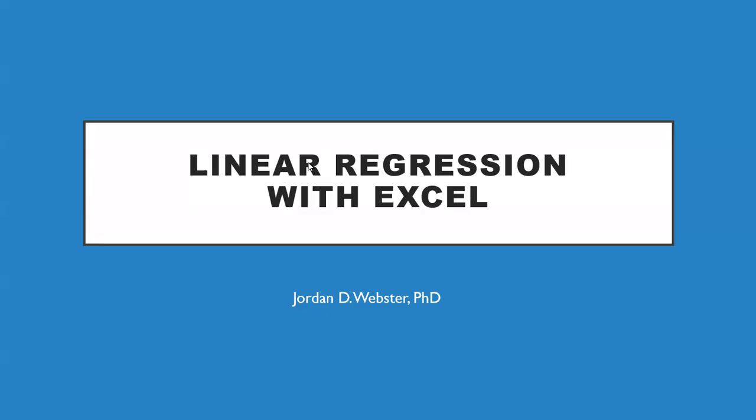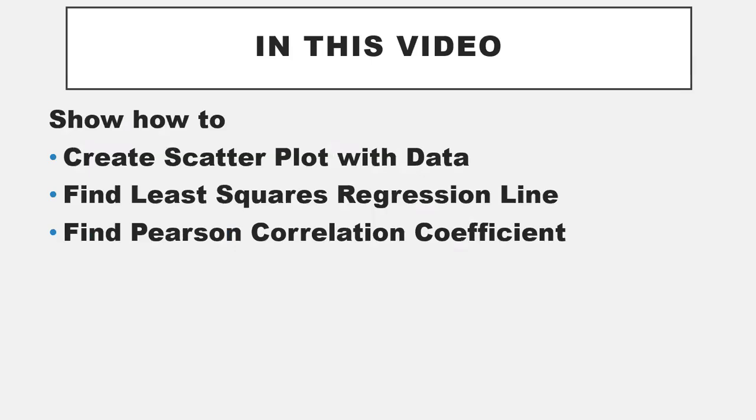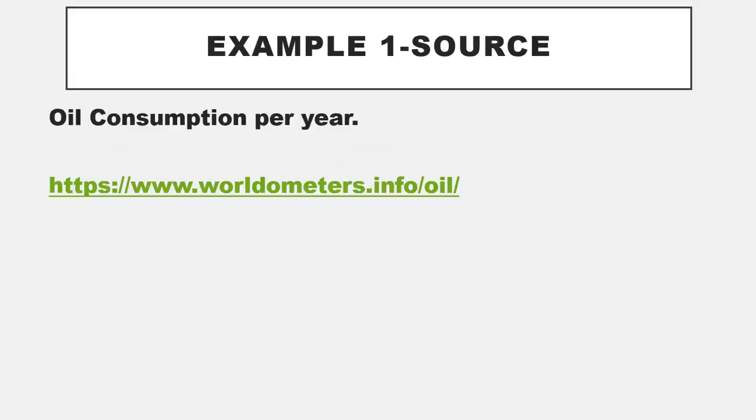In this video, we're going to take a look at how to do linear regression with Excel. So in this video, we'll first create a scatter plot with some data that we're given. Then we'll find the least squares regression line, and then we'll find the Pearson correlation coefficient with Excel. Let's jump right into it.